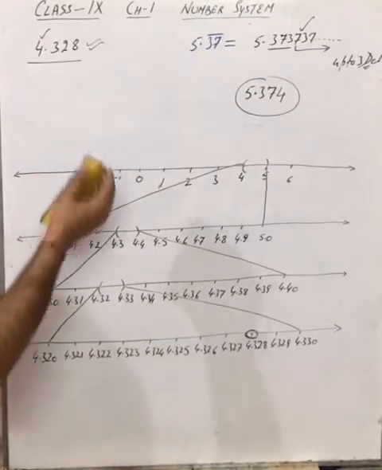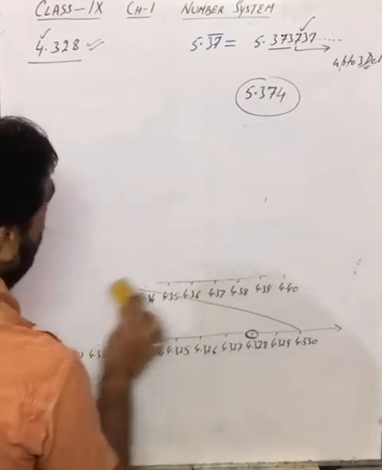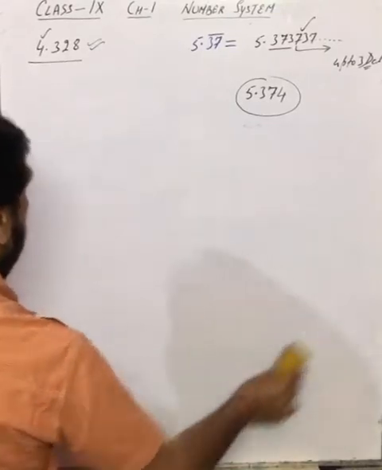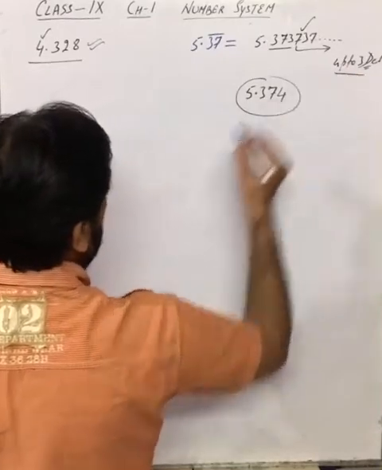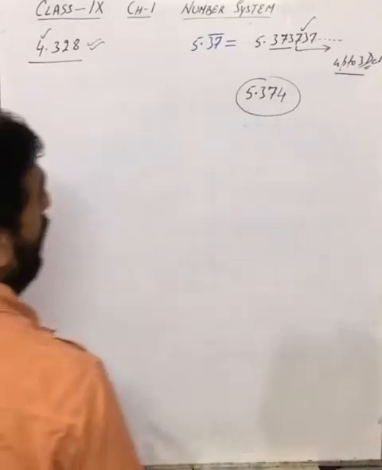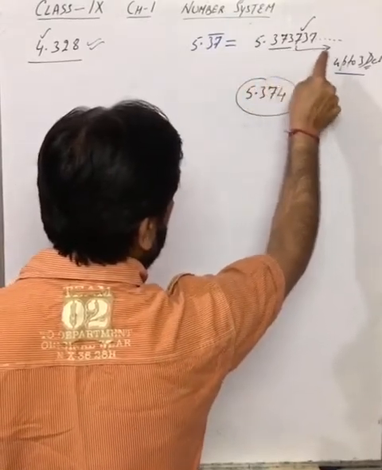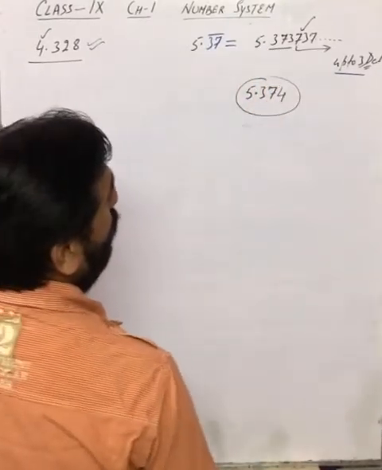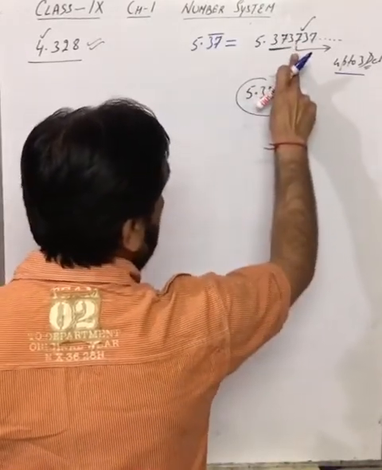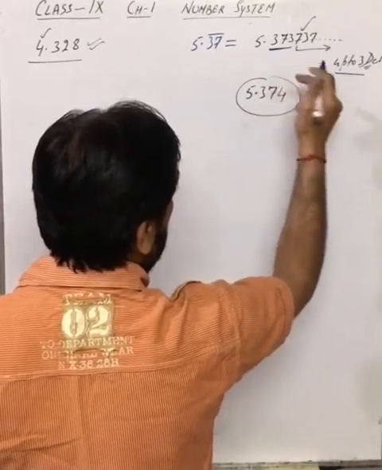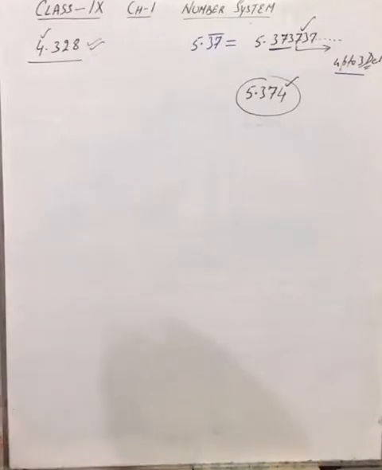Main isko erase karta hu so that I can start with the next question. Our next question is 5.37 bar. 5.37 bar to represent up to 3 decimal place. 3 decimal place tak isko represent karna hai. पहले इसको expand कर लीजिए. 5.373737 will be repeating again and again. We need 3 decimals. That means we need to leave the fourth digit which is more than 5. तो उसको round off करने के लिए हमने इसको ले लिया 5.374.